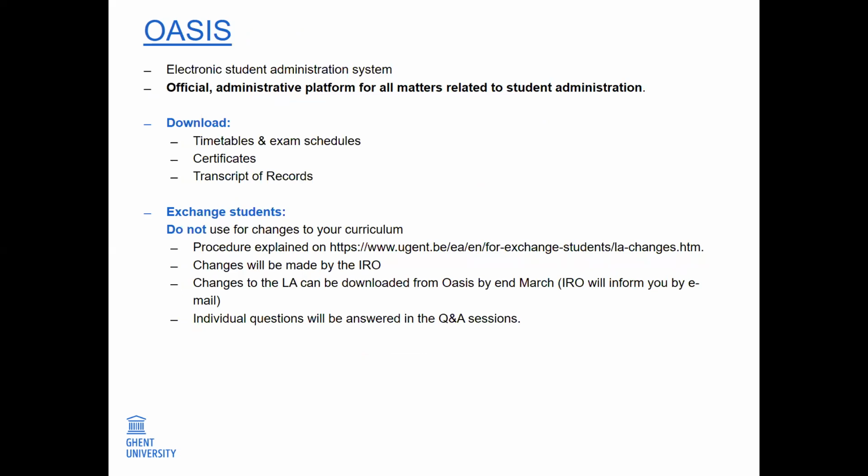An important one is Oasis. Oasis is the official administrative platform for all matters related to student administration. There you can find the information regarding timetables and exam schedules. You will find there near the end of the semester your certificates and your transcript of records. If you are an exchange student, we explicitly ask you to not use this for changes to your curriculum, but the changes will be made by the International Relations Office. Changes to the learning agreement can be downloaded from Oasis by the end of March. You will get an email from our International Relations Office staff for that purpose.